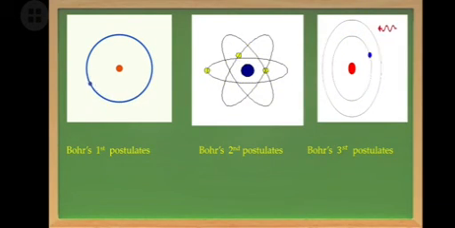This is the pictorial diagram of Bohr's three postulates. In the first diagram, the electron is revolving around the nucleus, and the necessary centripetal force to revolve the electron around the nucleus is given by the electrostatic force of attraction. In the second postulate, we have studied that electrons do not revolve in any orbit. They revolve in only those orbits whose angular momentum is an integral multiple of h upon 2 pi. And in Bohr's third postulate, you can observe in the diagram, the electron only emits energy when it jumps from a higher energy level to a lower energy level, and the difference is equal to h nu.